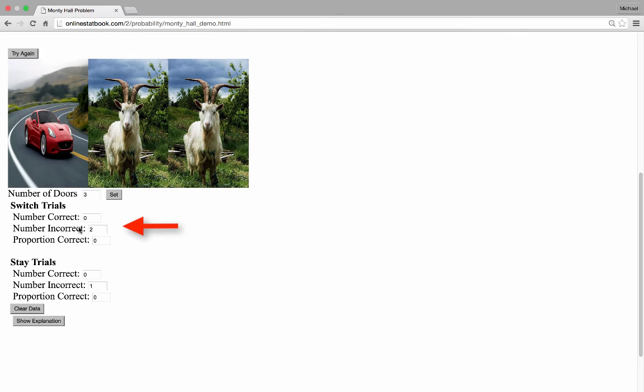Notice how this is keeping track of the results. Every time I switch doors, the results get recorded here, and every time I stay with my original door, the results get recorded down here. So far, with switching, I've gotten no cars, and I've ended up with two goats. Staying with the original choice, I've gotten no cars and one goat. So I'm not finding out very much from this trial thus far.